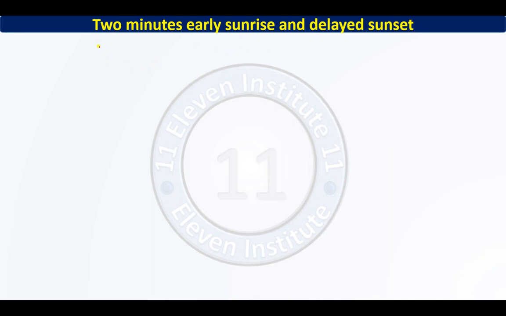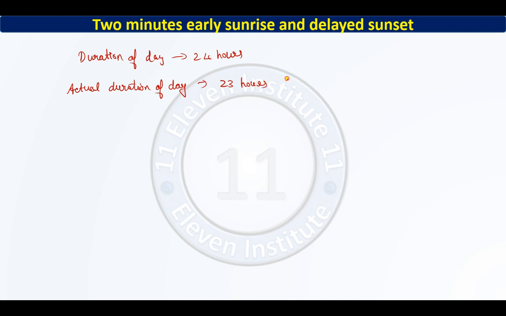See, what is the duration of the day? In layman's terms, it is 24 hours, but the actual duration of the day is 23 hours and 56 minutes.